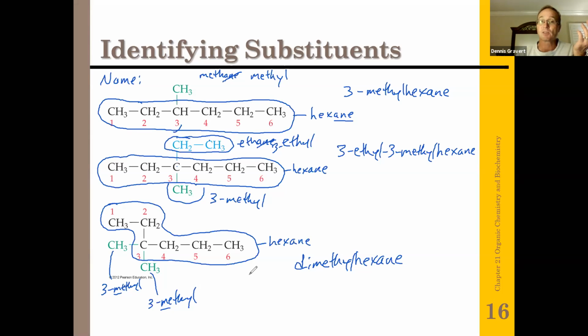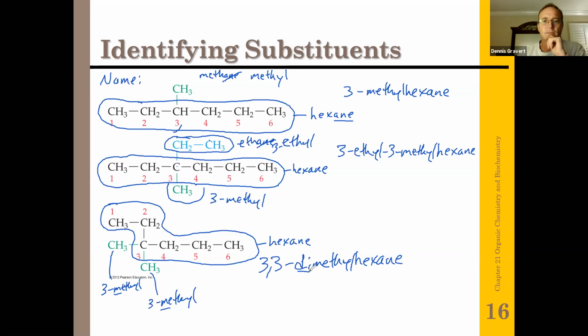Okay, so you have to keep the 3s. If you have di, then you need 2 numbers. It's not assumed that they're both off of the same number. They don't have to be, right? You could have had a methyl group off of 2 and 3, or 2 and 4, or 2 and 5, or 3 and 4. It can't be 4 and 5, because if it was 4 and 5, we'd renumber the chain so we could get to a branch faster.